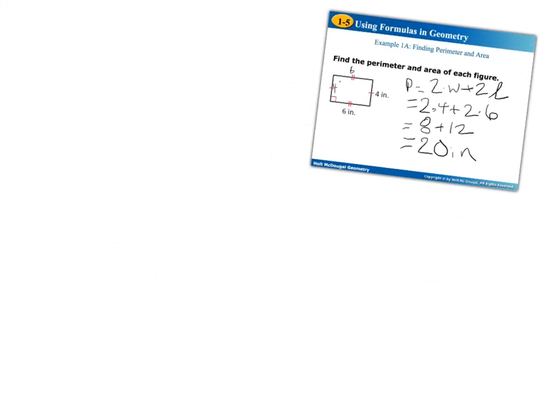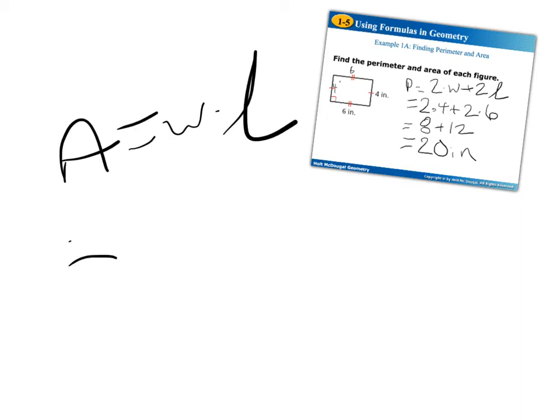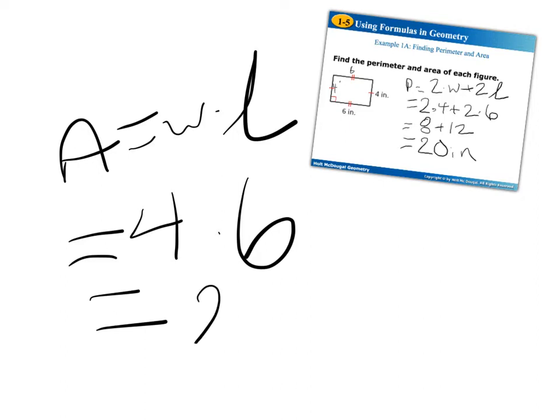Now we need to find the area. Area equals W times L. So we're just going to put W is 4, L is 6. Multiply those together, we get 24. And our units are inches again, but inches squared.